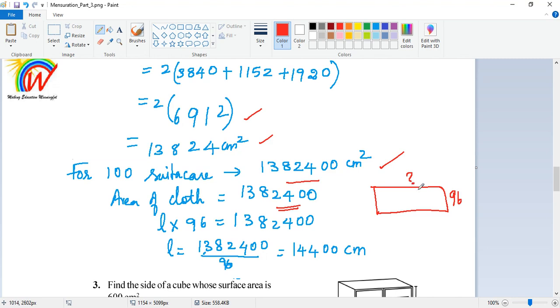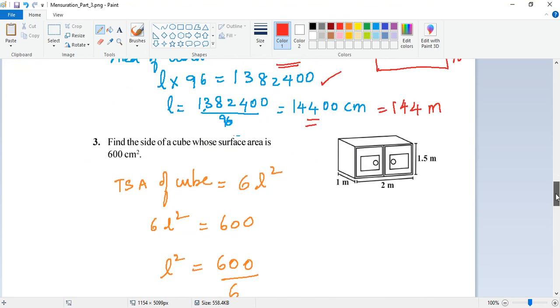Okay, so length into breadth should be equals to this. Length we don't know, breadth is 96, so length into 96 equals to this answer. So L is divided by 96, so you get this answer. Or you can even say 14,400 centimeter or 144 meter. Okay, either is fine.